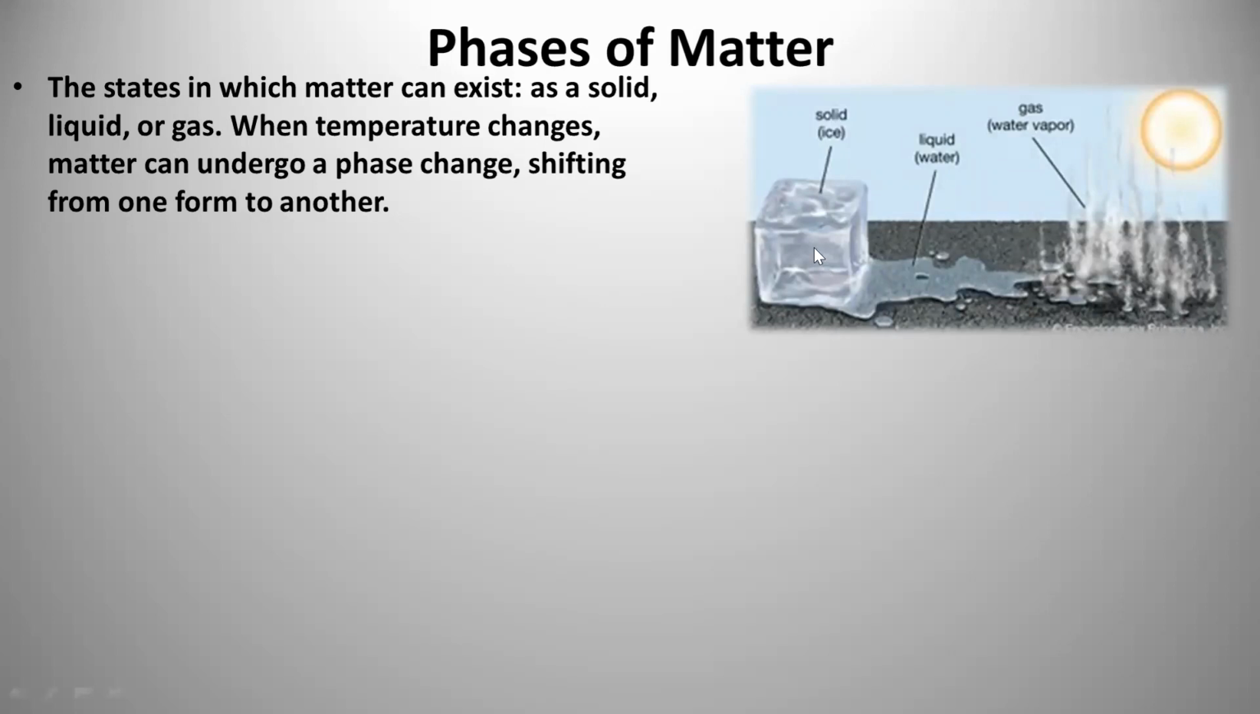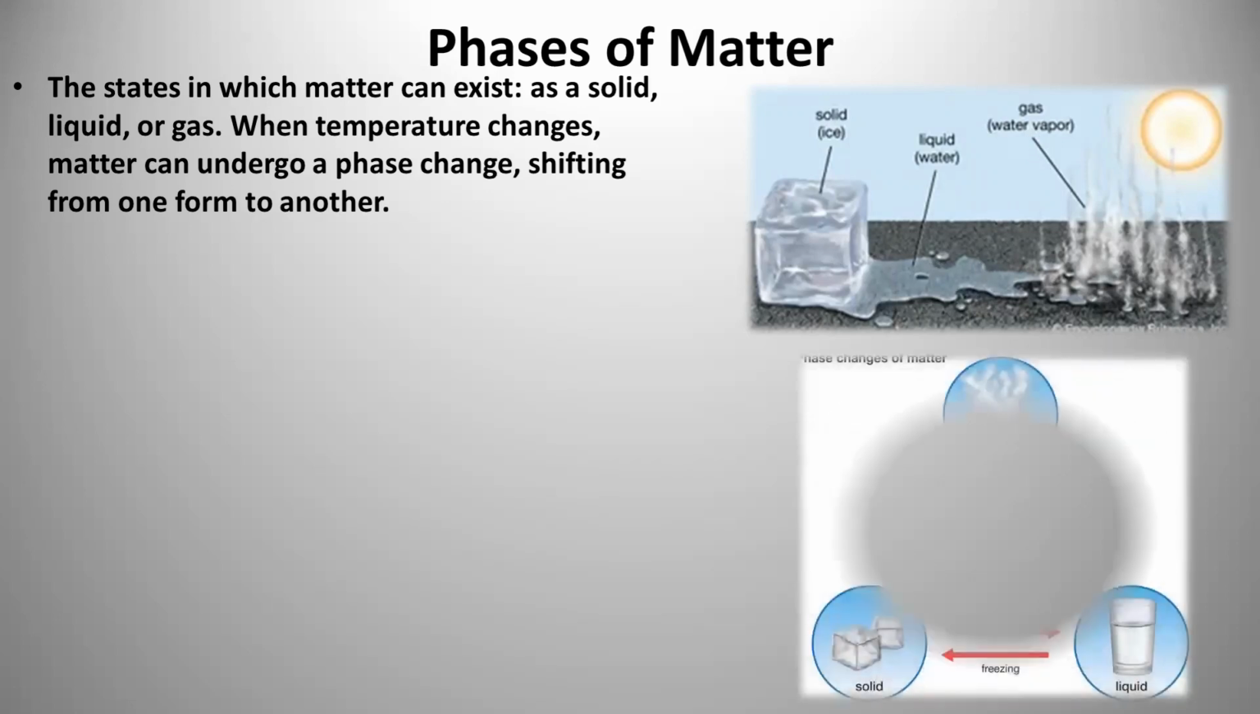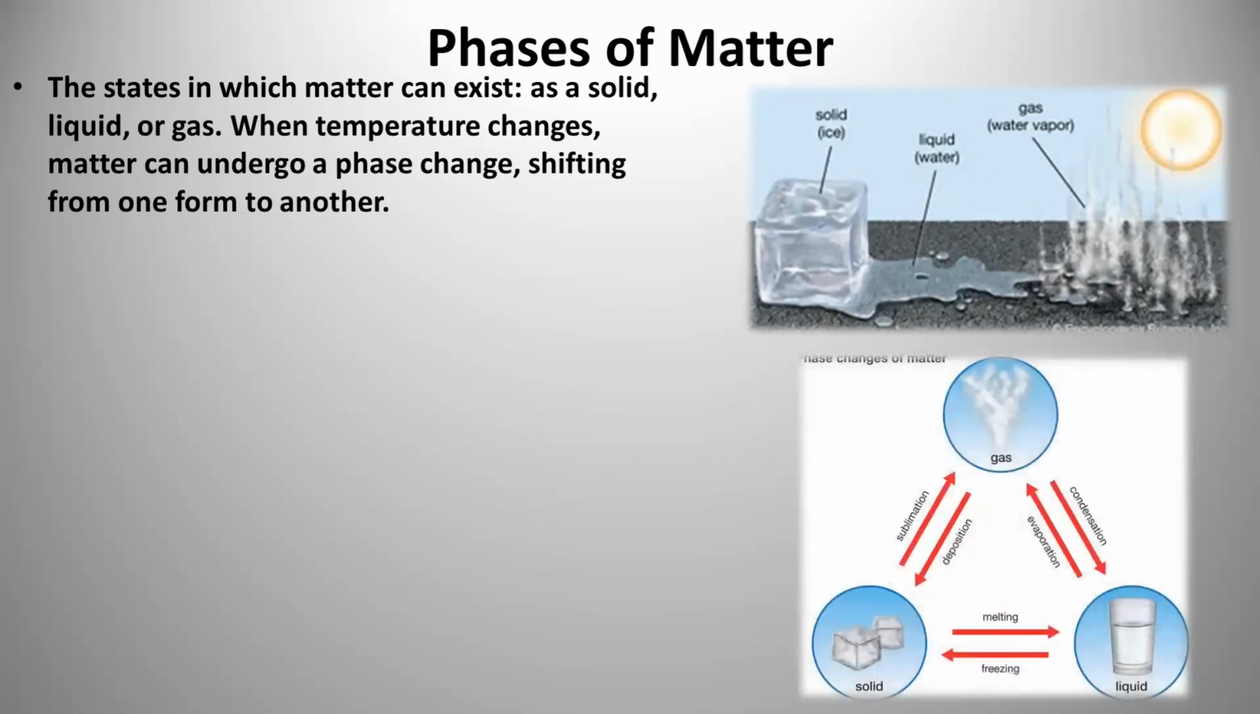You can see this is ice. When it is melted, it becomes liquid water. And then after getting some more heat, this water converts into water vapor. You can see that these are the interchanges of these three states. Basic three states are gas, solid, and liquid.